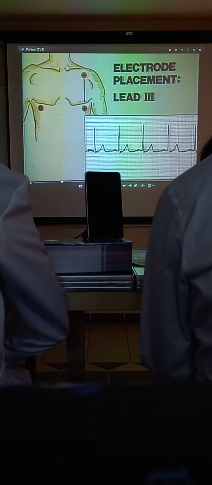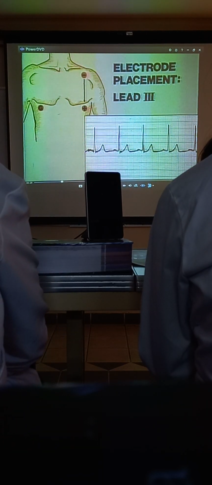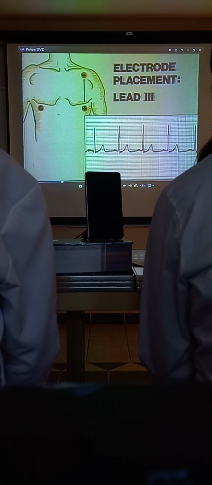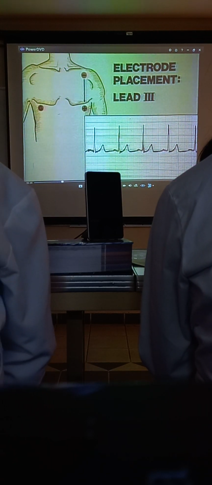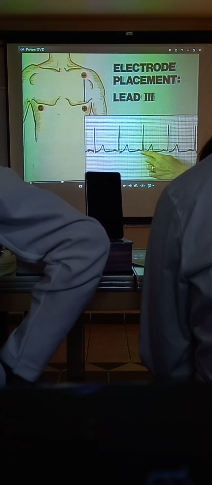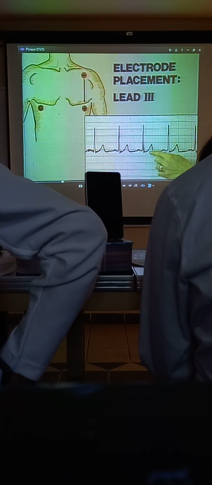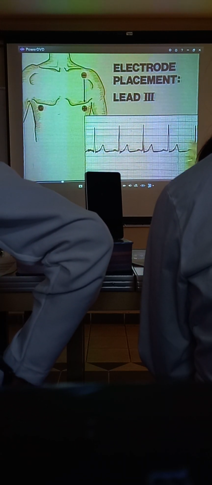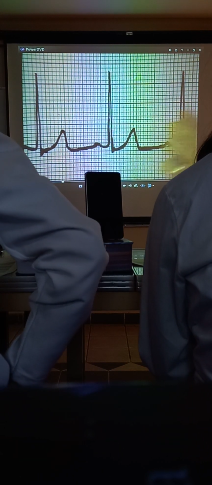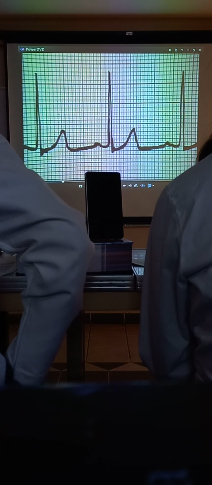In lead 3, the negative electrode is just below the left clavicle, and the positive electrode is just below the left pectoral muscle. As in leads 1 and 2, the P wave, QRS complex, and T wave are positively deflected. However, the P wave amplitude is less, so that recognizing it may prove difficult.